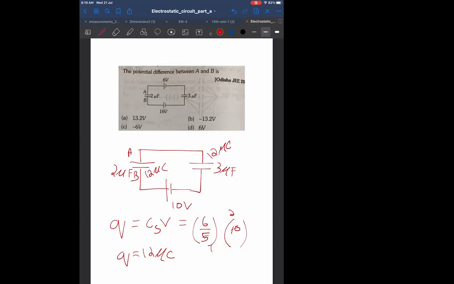But what do I want? I want the potential between A and B. To get the potential between A and B, do I have the capacitance? Do I have the charge? If the answer is yes, go ahead and tell me what will be the potential between A and B. Option D.